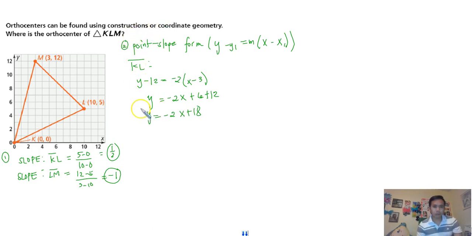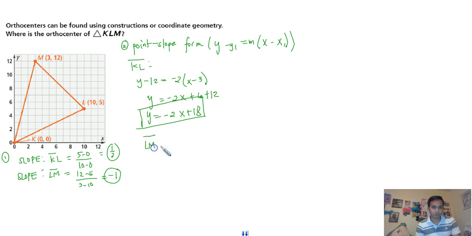Okay, where did you get the -2? Take a look at this one. -2 is the negative reciprocal of 1/2. So always remember that when we talk about a line being perpendicular to a second line, make sure that your slopes are negative reciprocals, or opposite reciprocals, of that line.